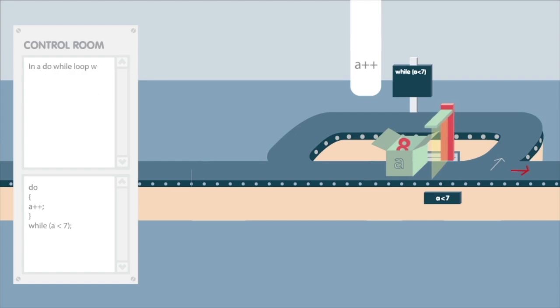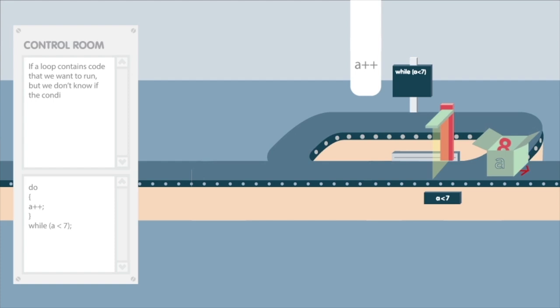In a do-while loop, we always pass through the loop at least once, even if we do not meet the requirements. If a loop contains code that we want to run, but we don't know if the condition will be met, we use a do-while loop to ensure that the code will always run at least once.